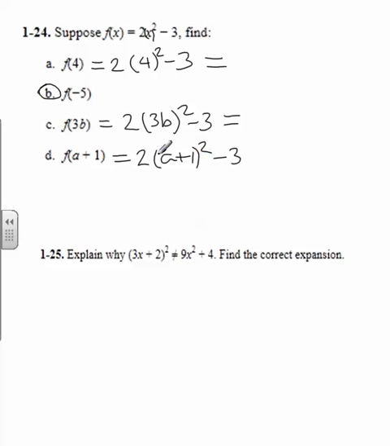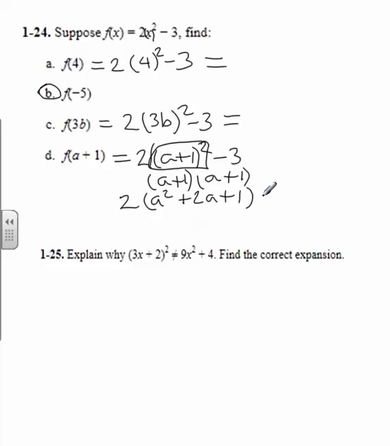Exponents. We can do the exponents. We need to do a plus 1 squared. Well, what does that mean? It means to multiply a plus 1 times a plus 1. And FOIL, boxes, whatever, we end up with a squared plus 2a plus 1. And all of that is what we got from this part right here. So all of that is still multiplied by 2, and then at the very end, subtract 3.